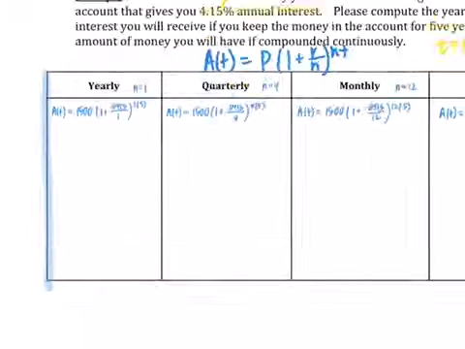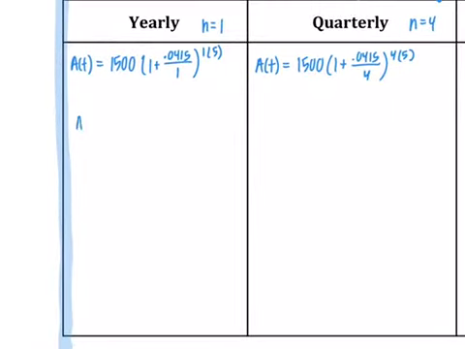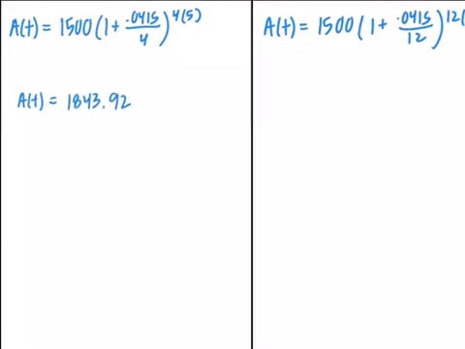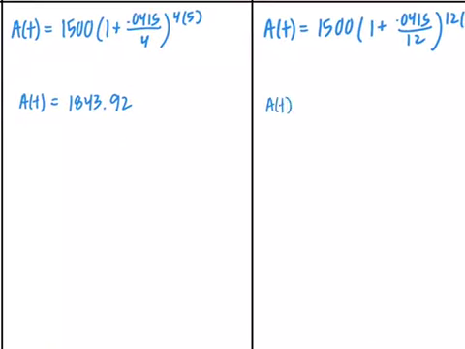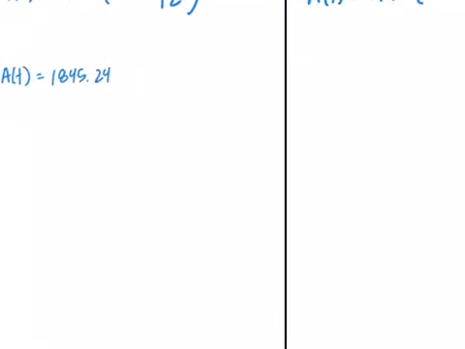So for the first one, after you type that in your calculator, you just get A of T equals $1,838, and you're going to round to 18 cents. The next one would be $1,843.92. The next one is going to be $1,845 and 24 cents. You have to round that one up.